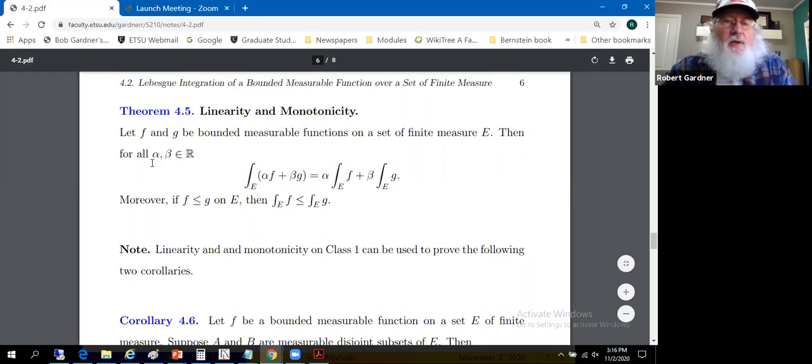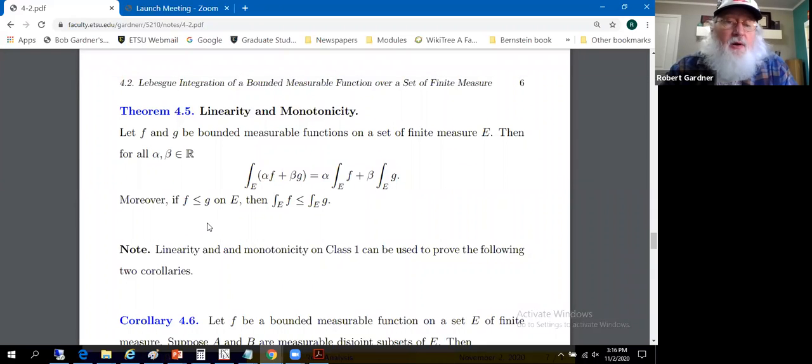Hypotheses are: let f and g be what I would call class 1 functions, bounded measurable functions on a set of finite measure e. Then, for real numbers alpha and beta, the integral over e of the linear combination is the linear combination of the integrals. That's the linearity part. And if f is less than or equal to g on e, then the integral of f is less than or equal to the integral of g. That's the monotonicity of the integral part. Let's look at a proof of that.